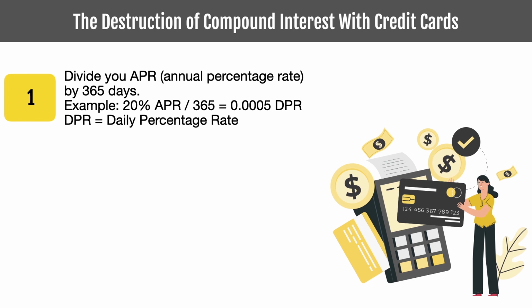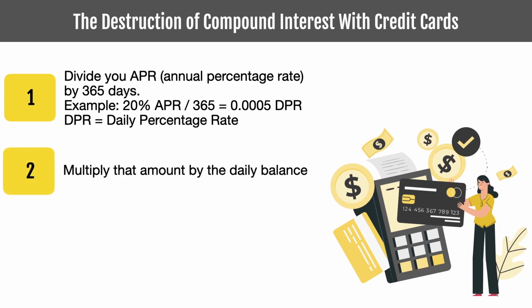So the first thing you would do is you would divide your APR, which is your annual percentage rate, by 365 days. So for example, if your annual percentage rate was 20%, you would divide that by 365. That would give you a 0.0005 DPR, which is daily percentage rate. Then you're going to multiply that amount by the daily balance. And again, if you have a balance on your card and then you're adding stuff daily and then you have the grace period, that's why it's hard to show a really good example.